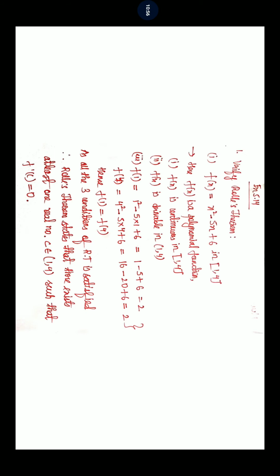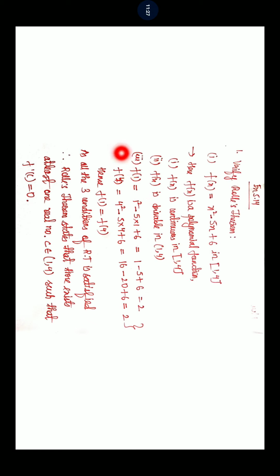And now we check another question. This is from exercise 5.14. Verify Rolle's theorem. A similar type of question is given to us. So I hope you're now clear how to proceed. See, f(x), again it is a polynomial function. We have to check in the closed interval [1, 4]. The value of a is 1 and the value of b is 4. So here f(x) is a polynomial function, continuous in closed, derivable in open, as all polynomial functions are.